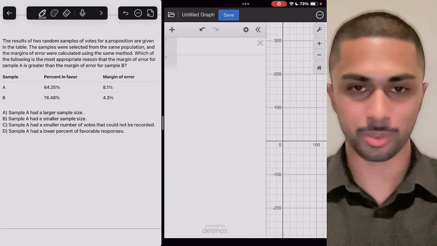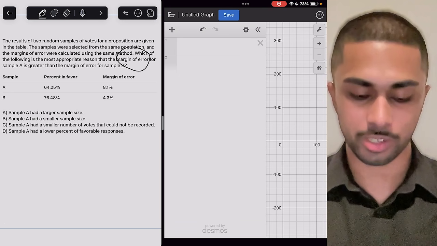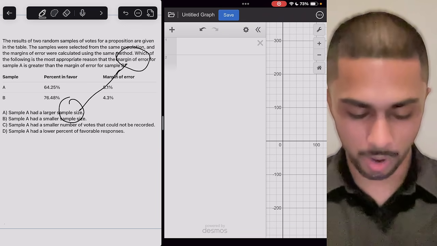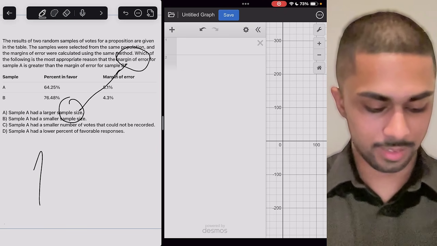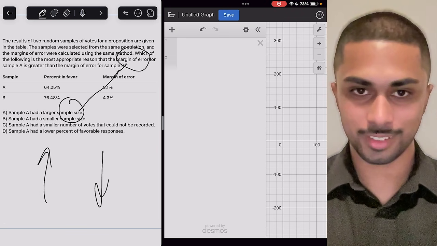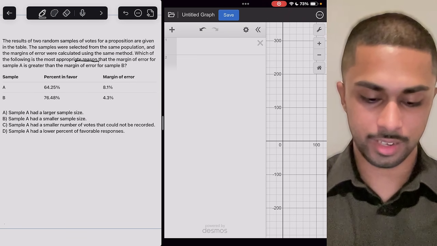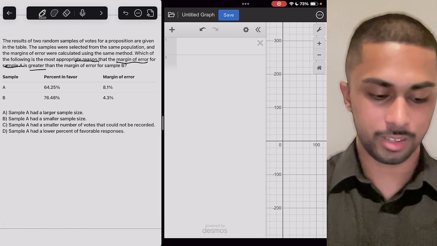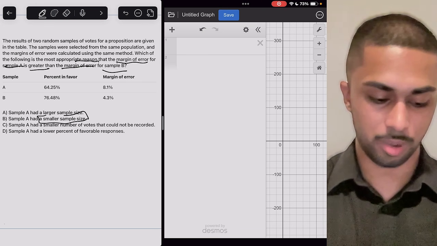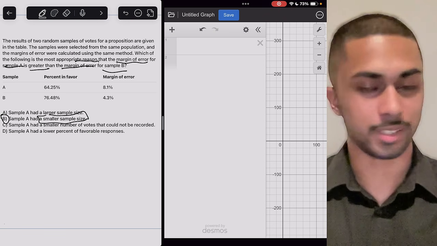This question is way more simple than you think. All you need to know is that if any SAT question ever asks you about margin of error and sample size, you need to know one thing and one thing only. The greater the margin of error, the lower the sample size. That's it. Meaning, if the question asks, why is the margin of error of sample A greater than the margin of error of sample B? It's because the sample size is smaller. Because it's inversely correlated. That's all you have to know.